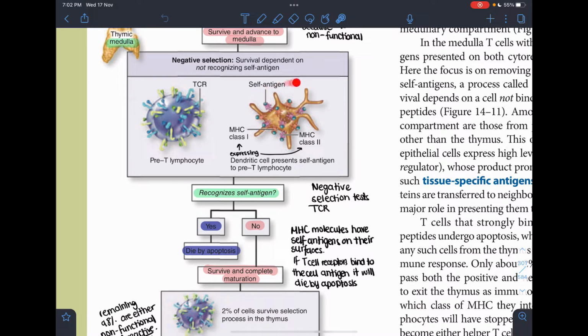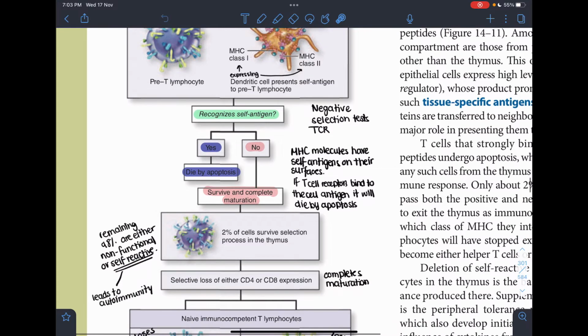هلا هاي as you can see, هاي ال MHC class 1 and class 2 for example, يعني on their surface هدول the blue circles almost هدول self antigens. The TCR should not recognize the self antigens. And again, I'm going to repeat, if it does not recognize the self antigens, it will survive and it will complete the maturation. If it does, it will die by apoptosis.